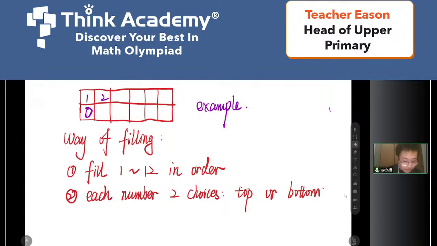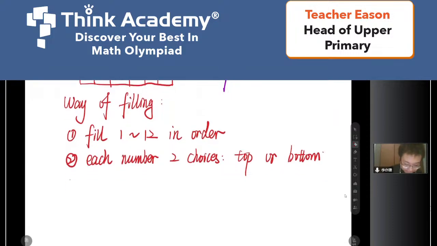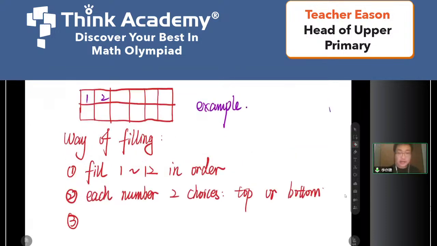So this is the first law, right? And the second law should be what? Now we ensure that in each row, left is smaller than right, which is quite good. Then how do we make sure that the top is always smaller than the bottom?